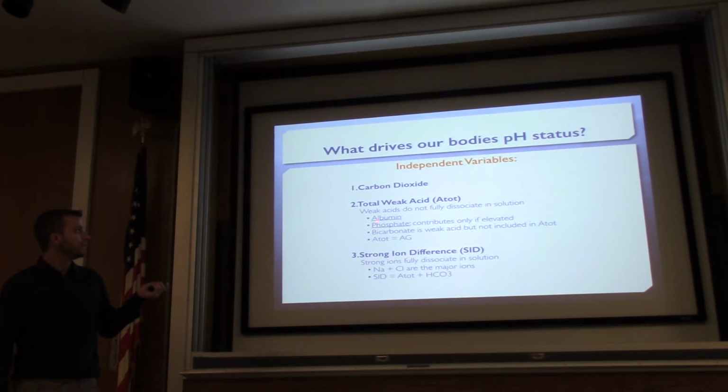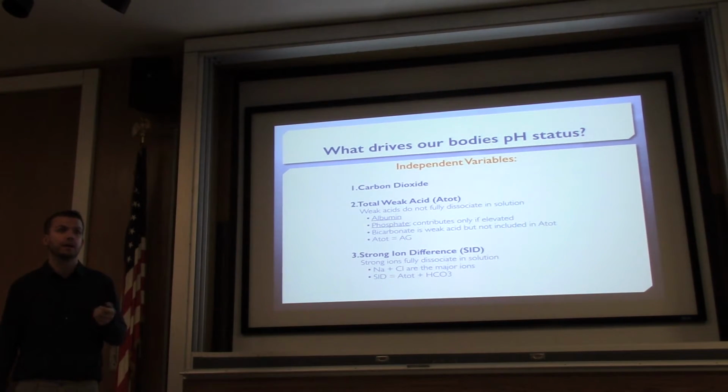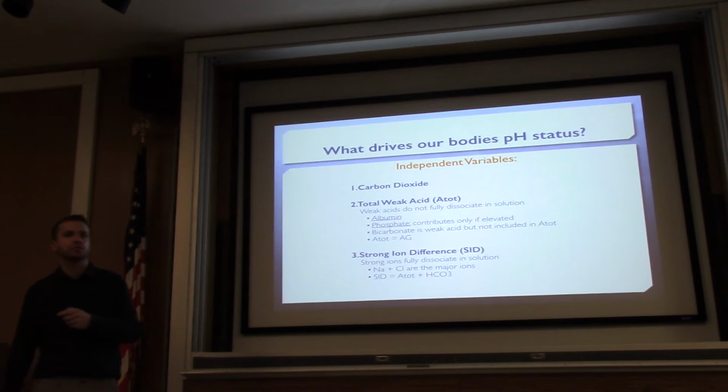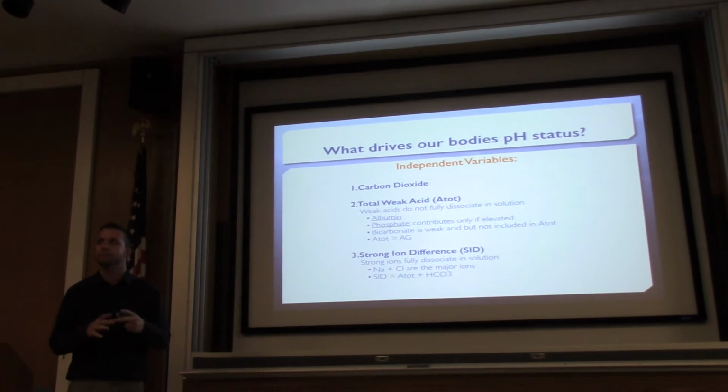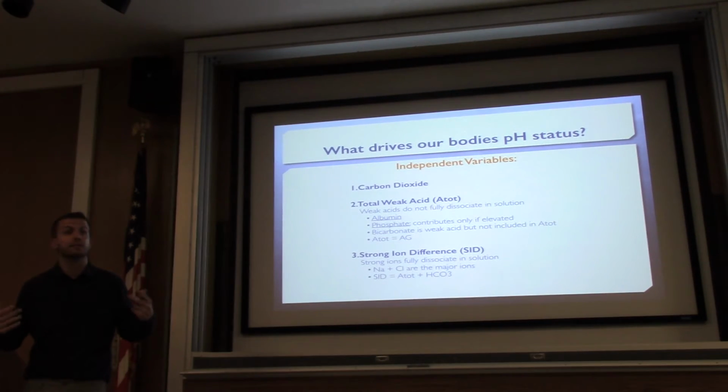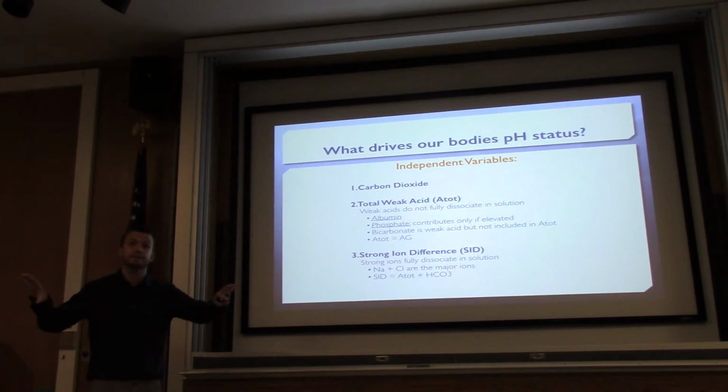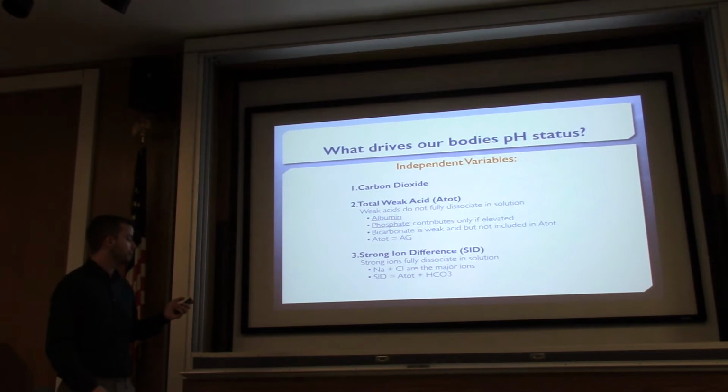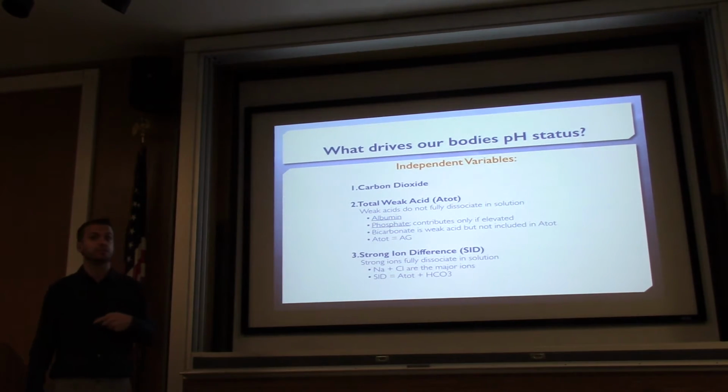But the albumin and the phosphate come together and form what's called ATOT, which is your total weak acid, which does not include the bicarb. And then you have your strong ions. Your strong ions are your strong acids that completely dissociate. Weak acids don't completely dissociate, they go back and forth. It's all from chemistry class back then. Whereas all the other ones completely dissociate. So they're the ones that are driving everything because they're your strong acids. So your body responds to changes in your strong ions.